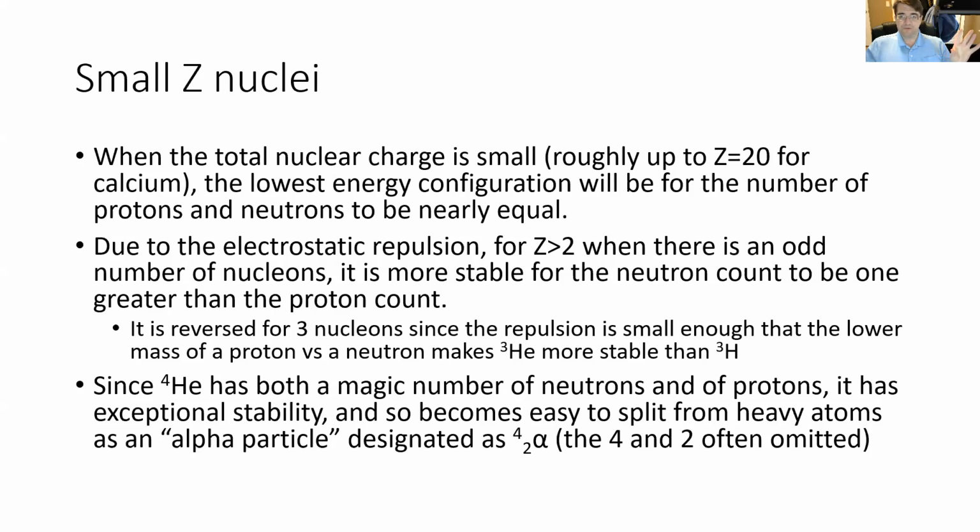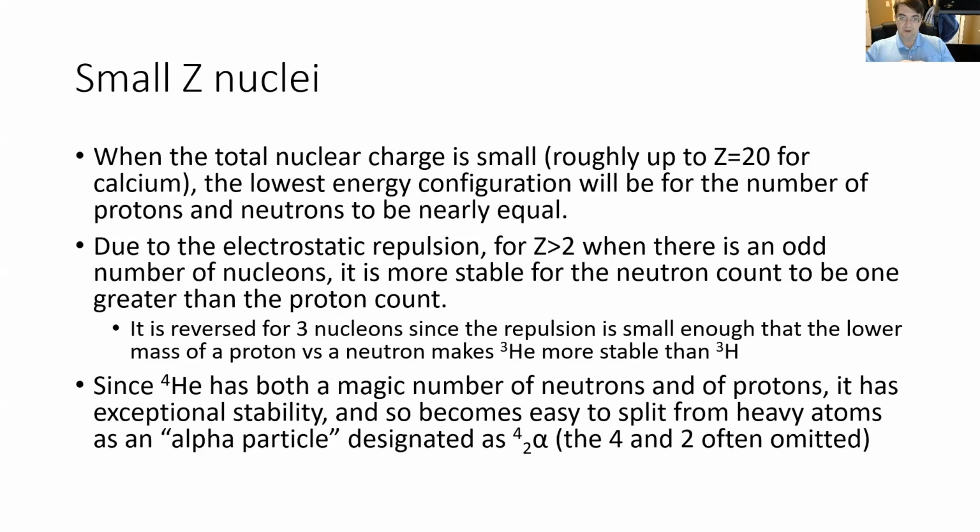Basically, up until calcium, so until your charge is 20, your lowest energy configuration will end up being where the number of protons and neutrons are nearly the same. Due to electrostatic repulsion, because you build up positive charges, glomming in another one will have some amount of repulsion, still small enough that it doesn't affect the order of filling yet, but it's enough that if the charge is 2 or more, it's more stable whenever you have an odd number of nucleons. It's more stable if the neutron count is the one that's higher than the proton count.